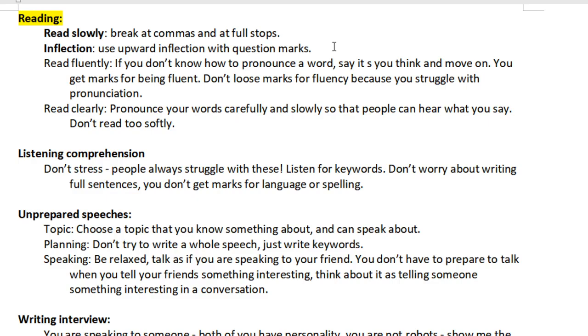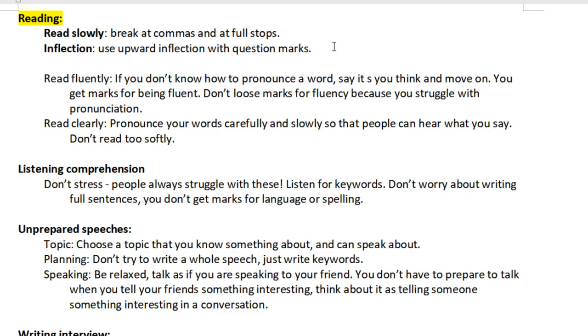So if I have a question, you go with an upwards inflection. So for example, what is the time? I went up. So compare these two. What is the time? What is the time? I don't think I did that right, but you can see the difference in using inflection and also emphasis to get your point across.